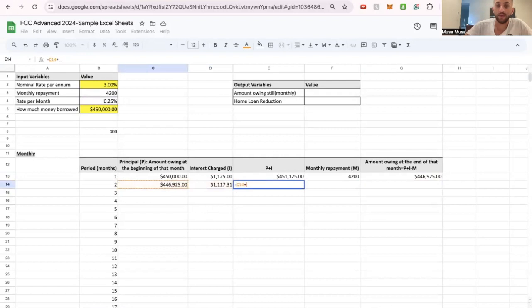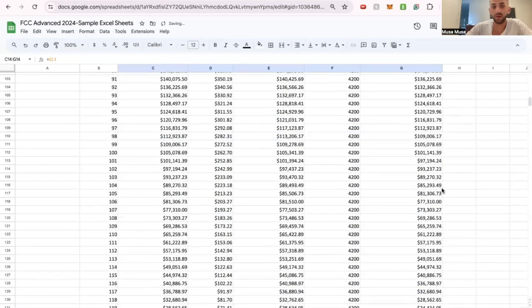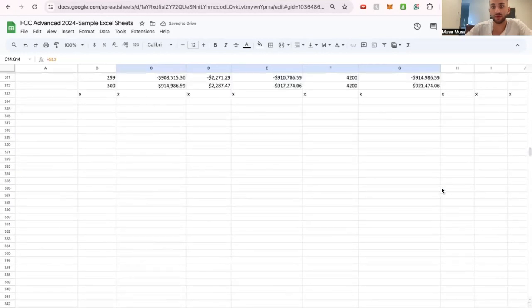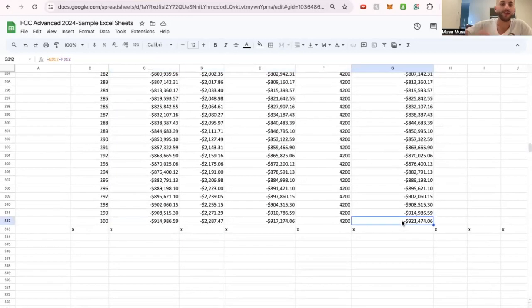This is going to equal that plus that. This is also going to be 4,200. So let's drag that down. And then here again, it's going to be that minus that. Once you have this, we can take this and drag, double click all the way until we've gotten to 300. Now, here's a little bit of a problem that we run into.